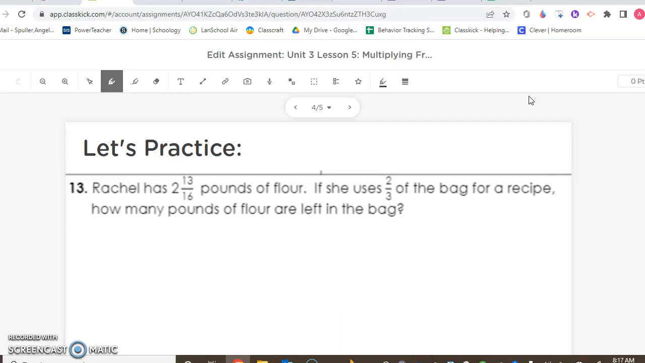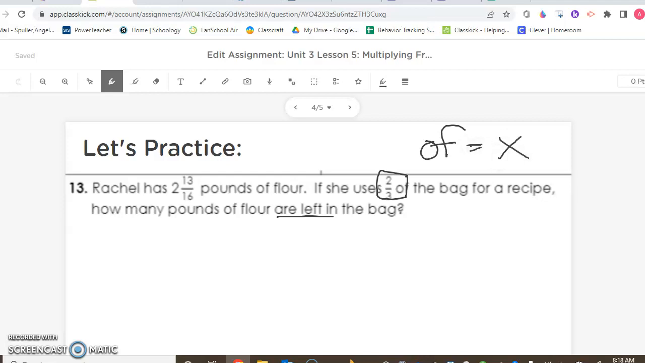Okay, here we have a multiplication story problem. Rachel has 2 and 13/16 pounds of flour. If she uses 2/3 of the bag for a recipe, how many pounds of the flour are left in the bag? Okay, so 2/3 of a bag. So I know we all said are left. 2/3 of. Of is a great word when we're talking about multiplication.